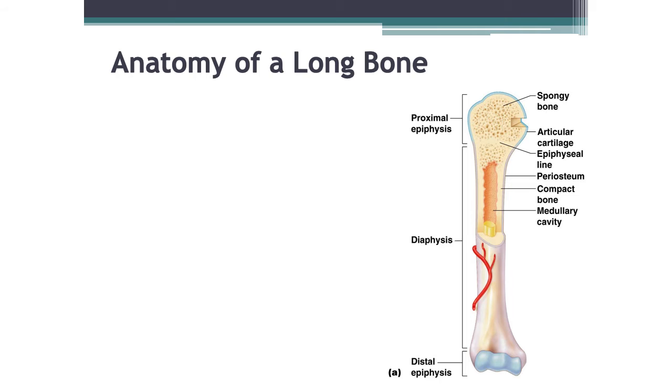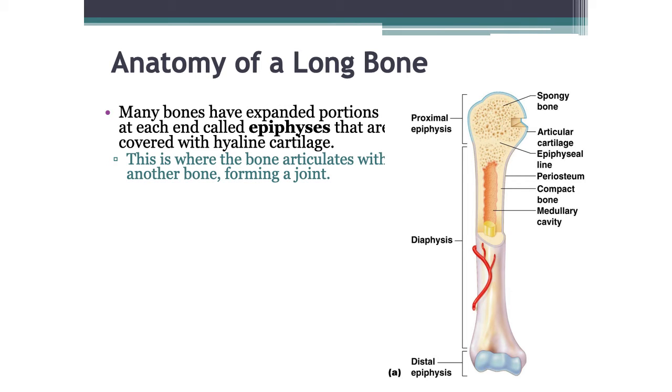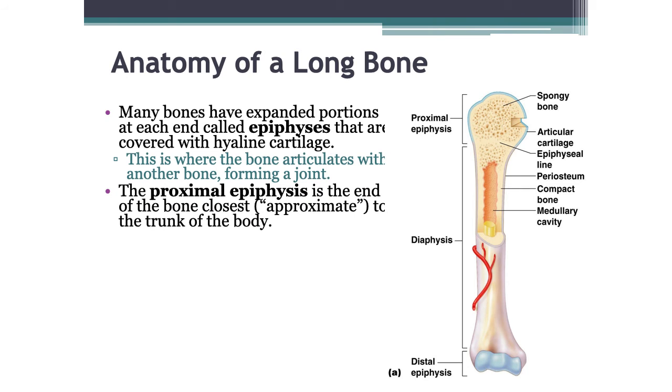Now, you see the anatomy of a long bone. Many bones have expanded portions at each end called the epiphysis that are covered with hyaline cartilage. This is where the bone articulates with another bone, forming a joint. Okay, so we see that there's going to be cartilage to protect the bone.